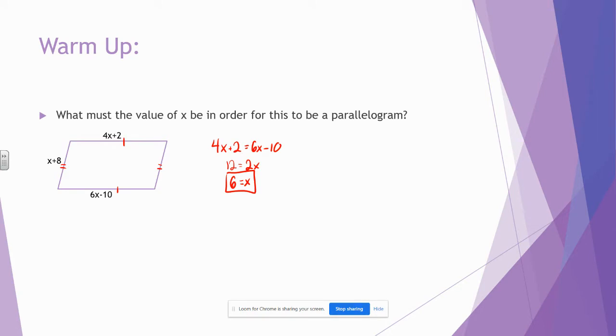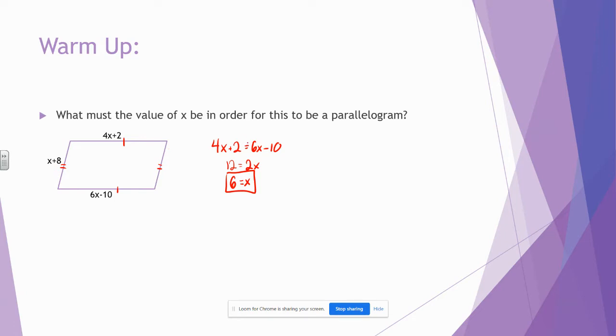When you're ready, hopefully this is what you got for your answer. We know that for a quadrilateral to be a parallelogram, the opposite sides have to be congruent. So that means that 4x plus 2 has to be the same side length as 6x minus 10. The x plus 8 has to be the same length as the side across from it, but since we're not given a side length for this one, that one's not really applicable to our problem.